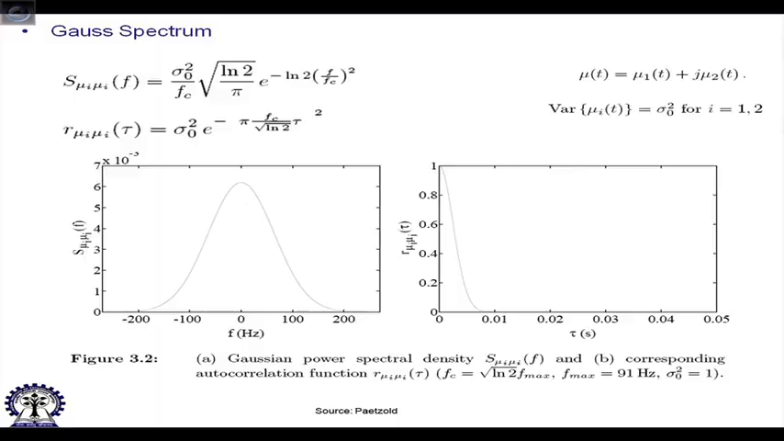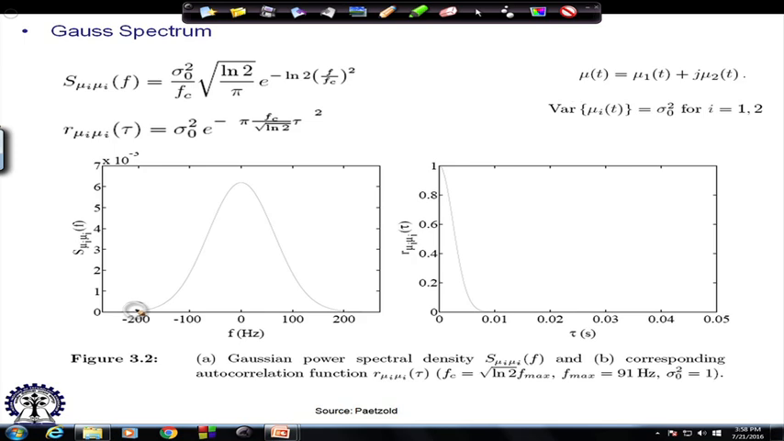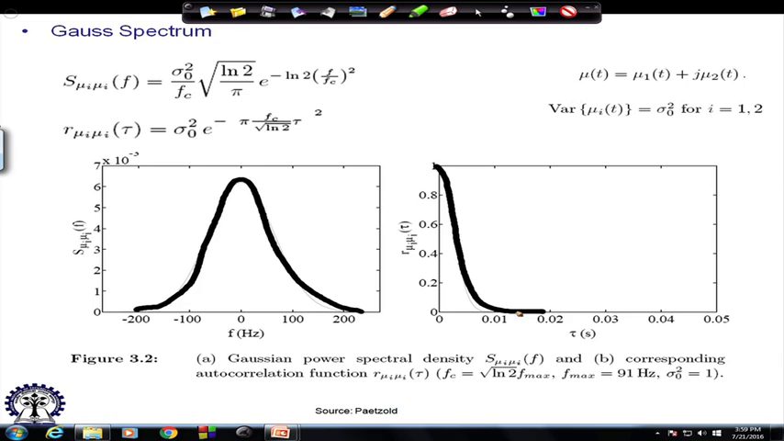We have another spectrum here, which is the Gauss spectrum. The corresponding autocorrelation function is here. This particular result is taken from Mobile Fading Channels by Matthias Patzold, and these particular graphs are there. So, for the Gauss spectrum, the spectrum would look like this. If you do the inverse Fourier transform, you would get the autocorrelation function.